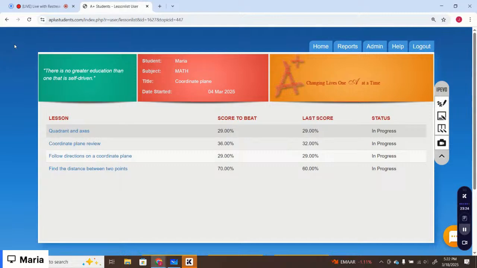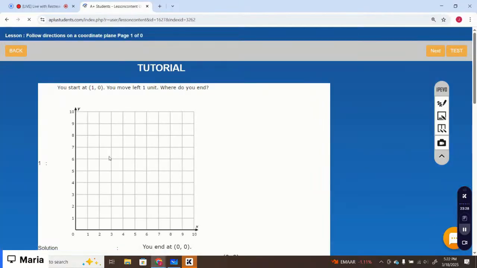The next lesson is follow directions on the coordinate plane. Let's just start with the lesson. Let's just start with the test questions.